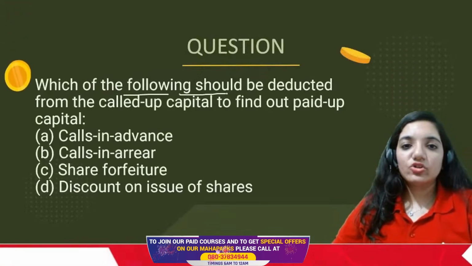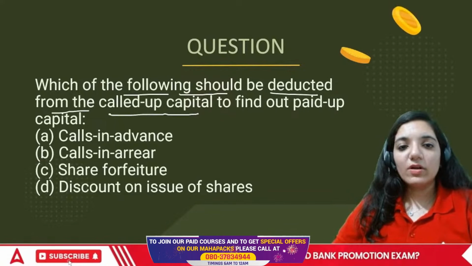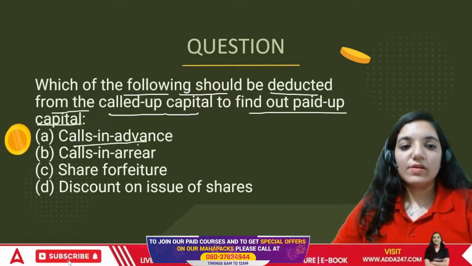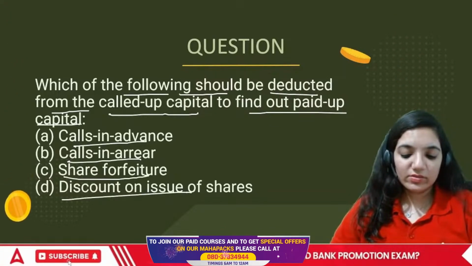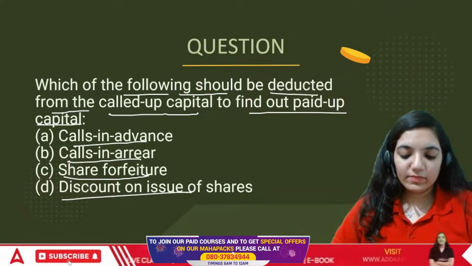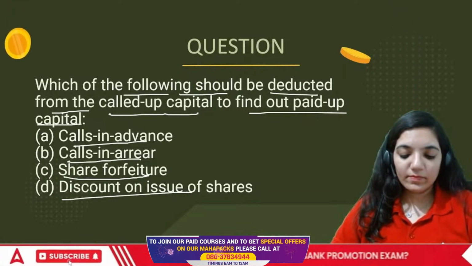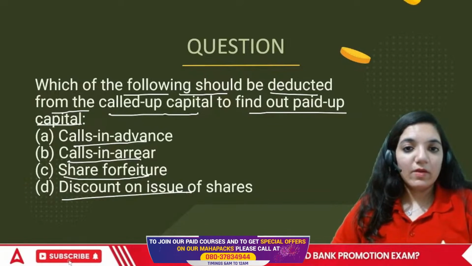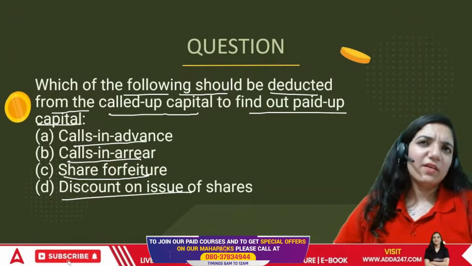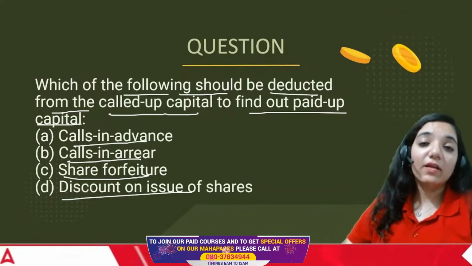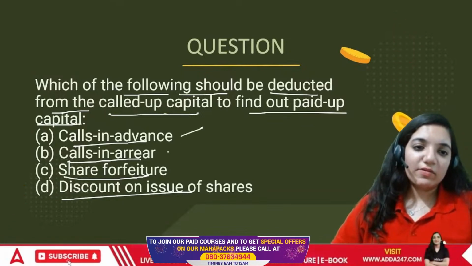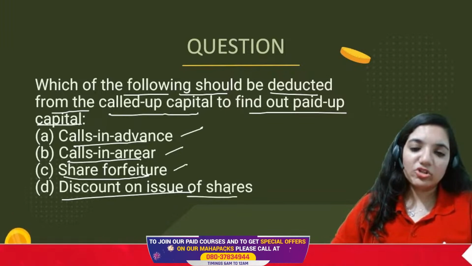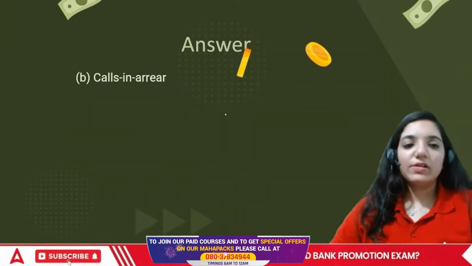Which of the following should be deducted from the called up capital to find out the paid up capital? Calls in advance, calls in arrears, share forfeiture, or discount on issue of shares. Acha, everyone, what should be deducted? The amount which other people are not paying, hai na? It would be calls in arrears.